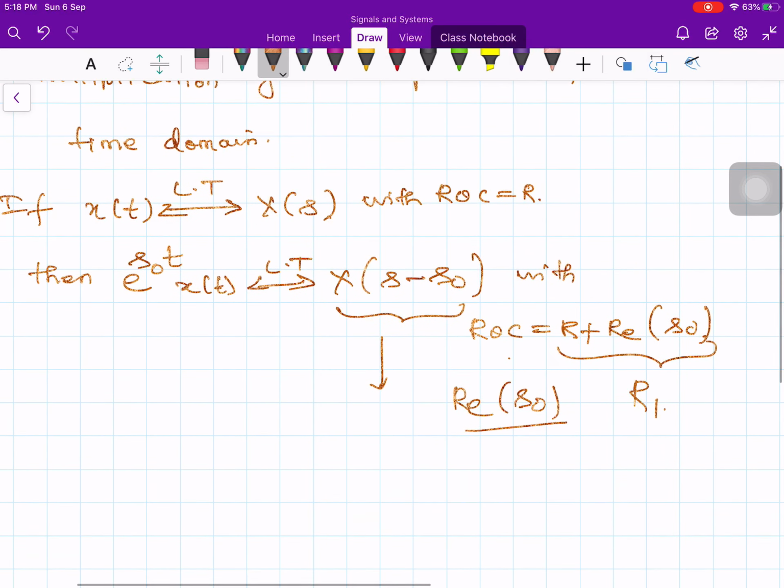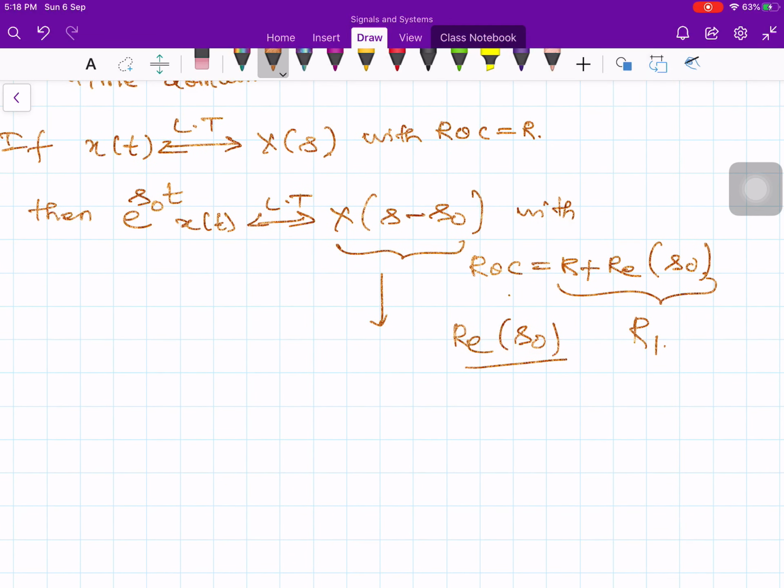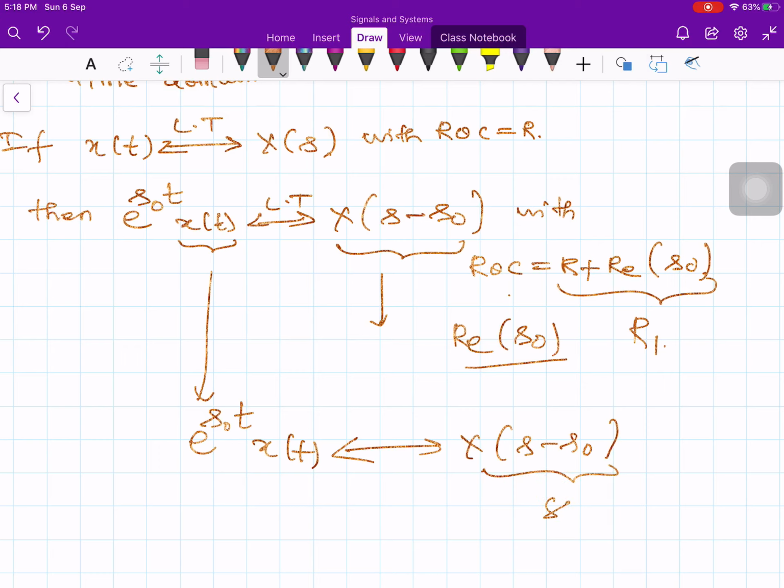Okay, now let us prove this property. So what we are going to show is that if you multiply a function x of t by an exponential function like e to the s naught t, then it corresponds to a shift in the frequency domain. How much it is shifting? By an amount x of s minus s naught. This is shift in the frequency domain, that is in the s plane or in the s domain.